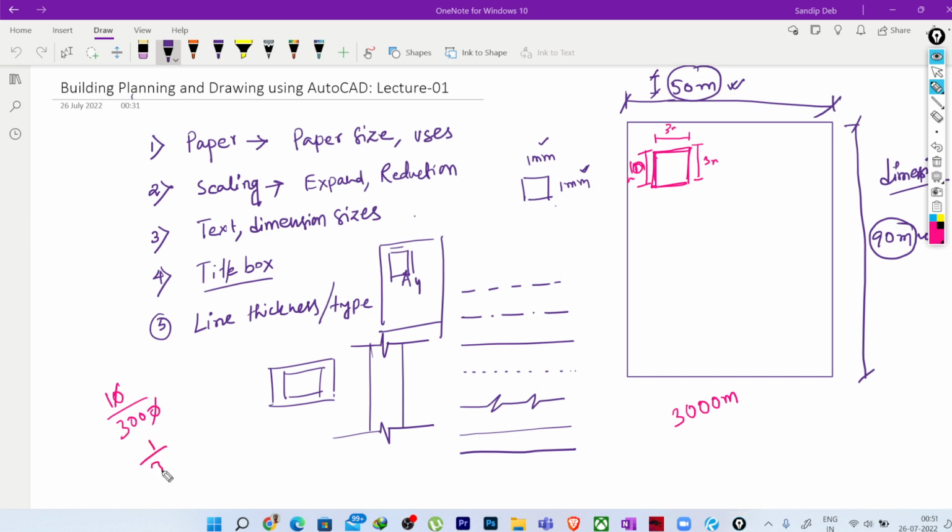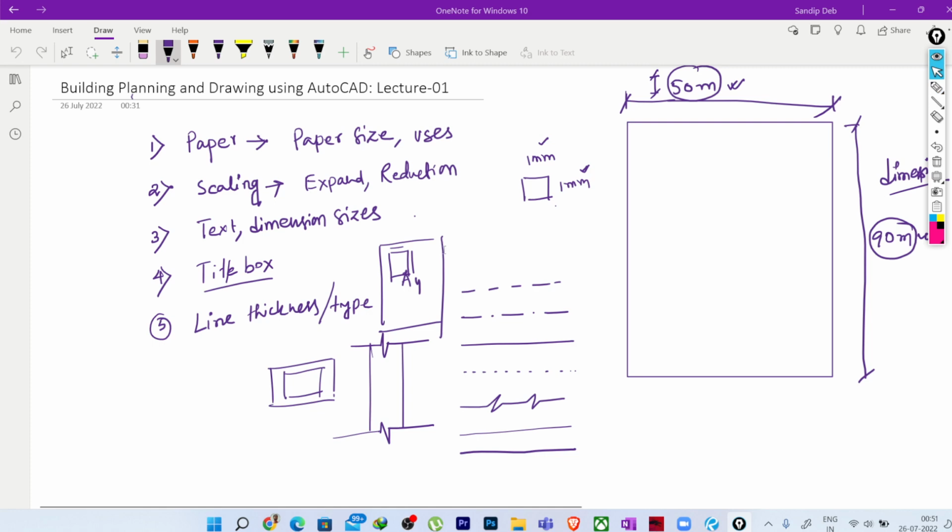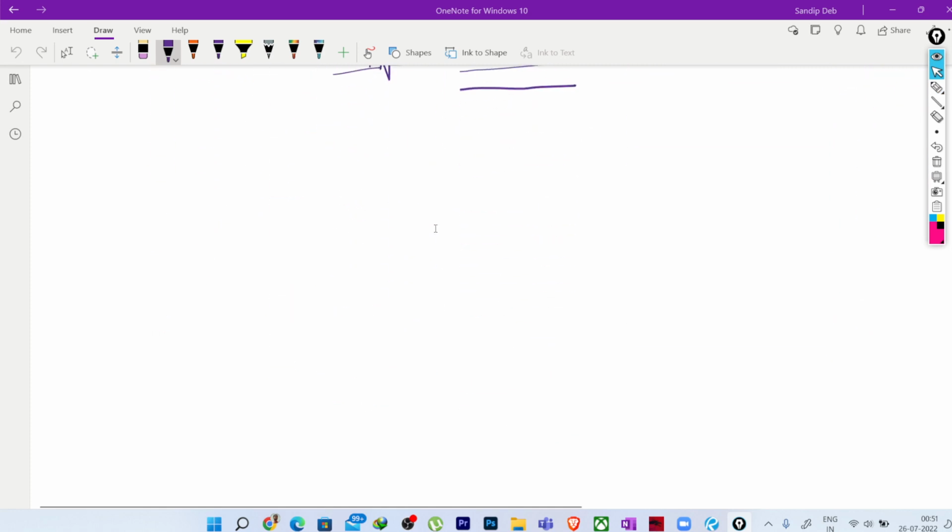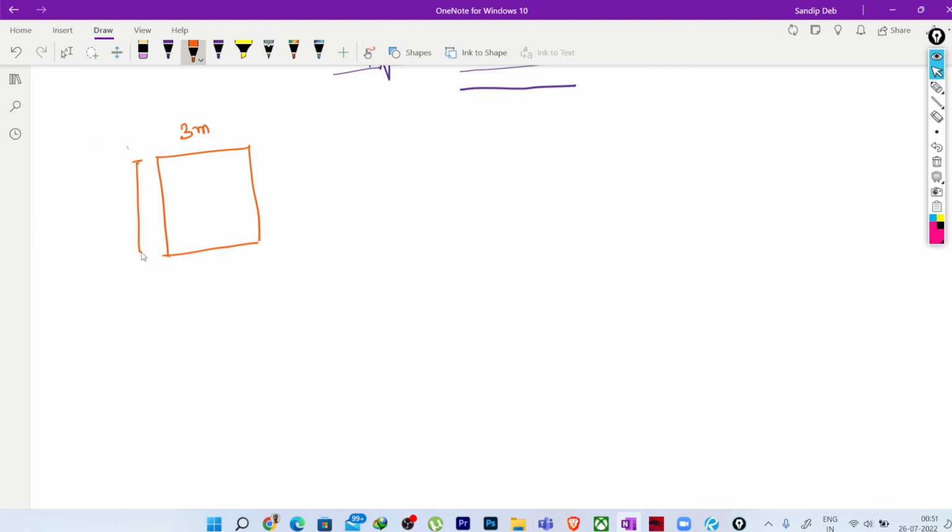So 1 by 300, that means we can say 1 is to 300 scale we have used. Okay, let me explain it in a different way. Suppose I have a box of 3 meter by 3 meter.